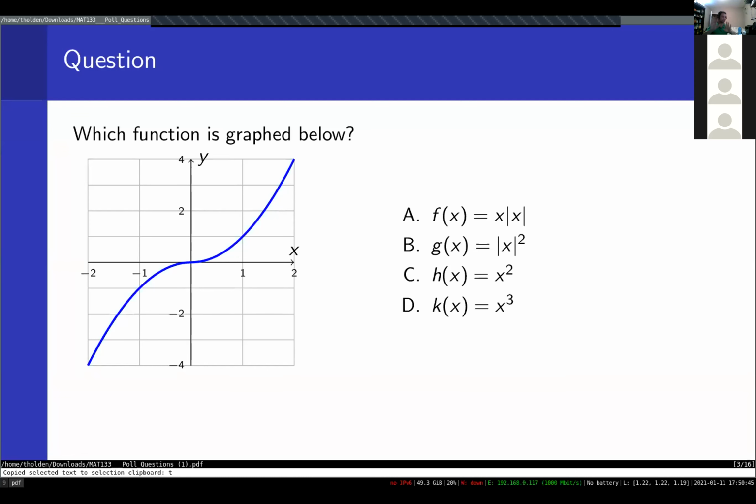Stop. You people are still answering. Stop. Jordan, can you see the poll? Okay, everyone, look at the chat. Thank you, everyone who is saying this. The value of f of 2 is 4. Now, for those of you, I want you to double check with the function that you just chose whether f of 2 is equal to 4.